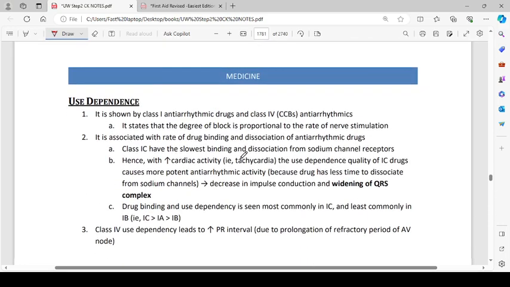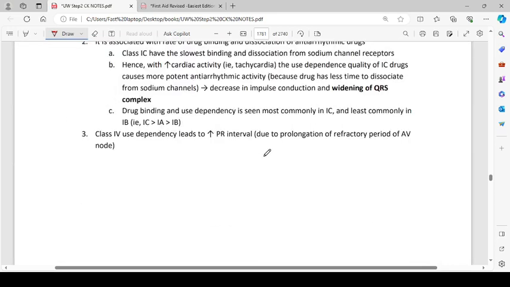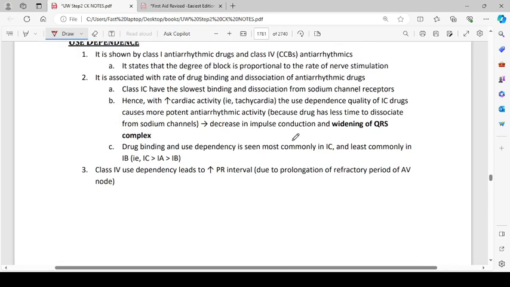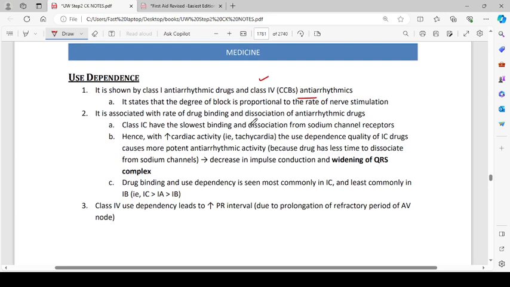Use dependence is a separate topic, but okay, let's read it. So, use dependence is shown by class 1 antiarrhythmic drugs and class 4 calcium channel blocker antiarrhythmics. It states that the degree of block is proportional to the rate of nerve stimulation. It is associated with the rate of drug binding and dissociation of the antiarrhythmic drug.